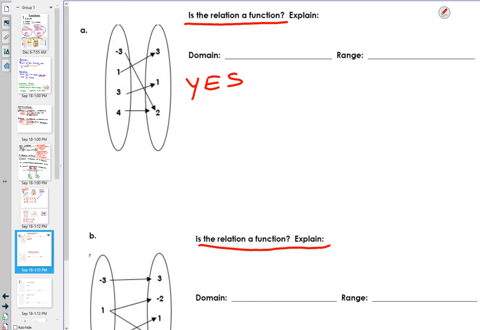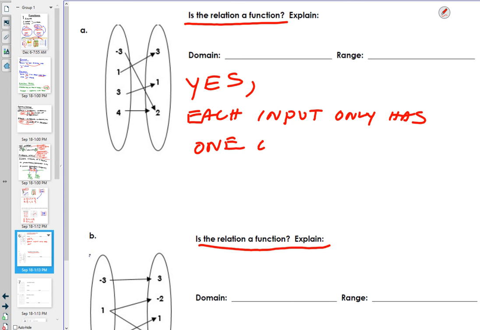Well, no, I wouldn't use the x repeating thing on a mapping diagram, because an x is never supposed to repeat on a mapping diagram. You're supposed to only write it once. Good. Each input only has one output.